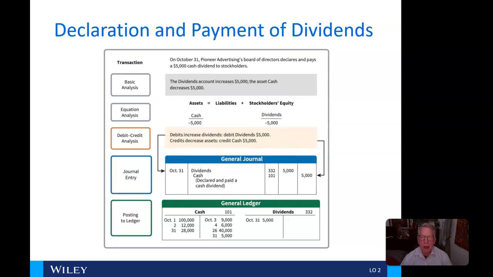And here we've declared and then eventually paid our dividends. So once we've declared it and then we paid it on October 31st, you can see that we have debited dividends and credited cash. Oftentimes there is a delay, however, between when we declare those dividends and when we pay those dividends at some subsequent point in time.